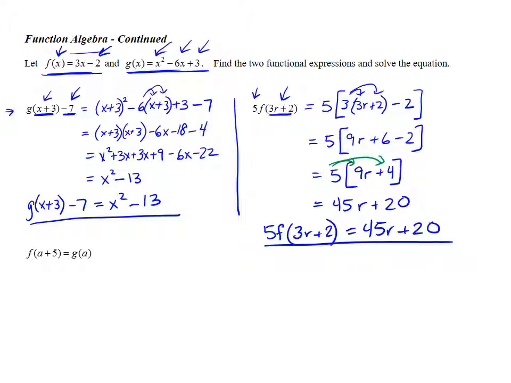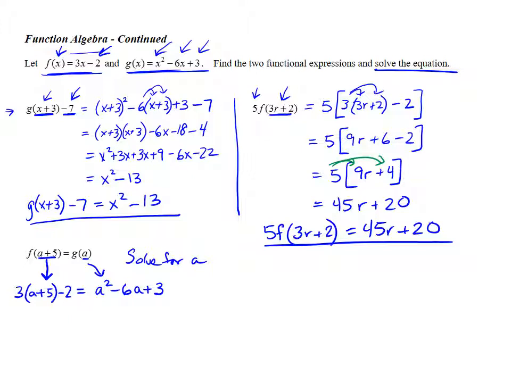In the last example, we're actually going to solve this equation. Now in this equation, I have two functional values. I have f of a plus 5. So what this is saying is take a plus 5 and put it into the function f. So 3 times a plus 5 minus 2 would be the function f evaluated at a plus 5. And then for the function g on the right side, it says plug a in. So if I plug a into the function g, I would get a squared minus 6a plus 3. So I end up with an equation, and that's why I said solve the equation. We're going to solve for a here.